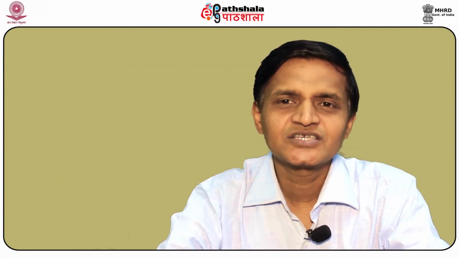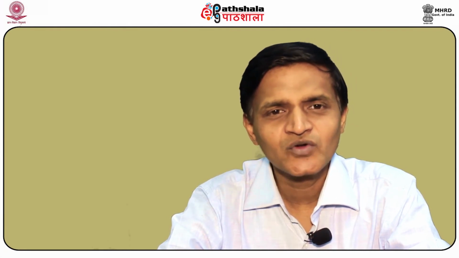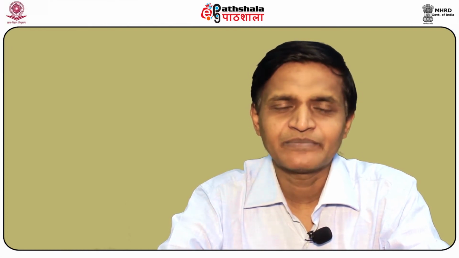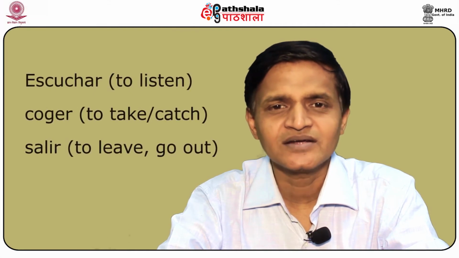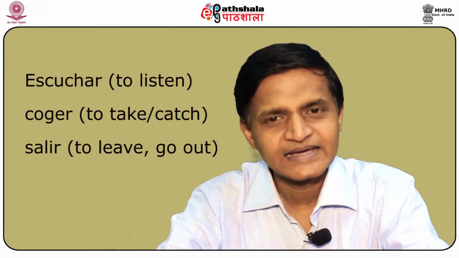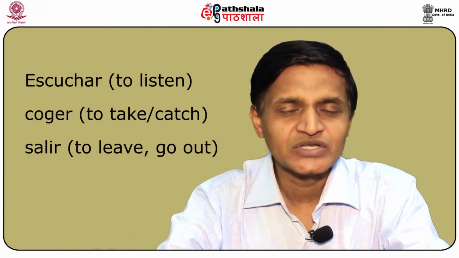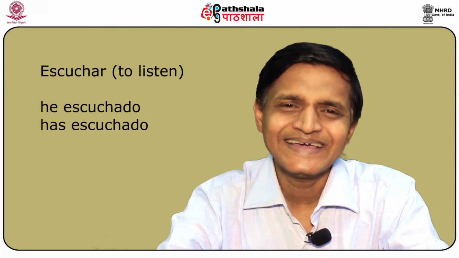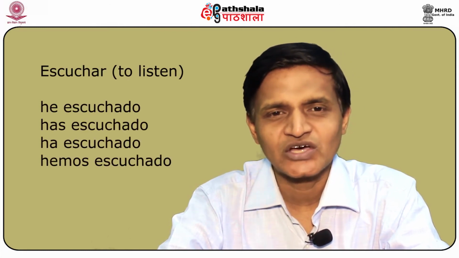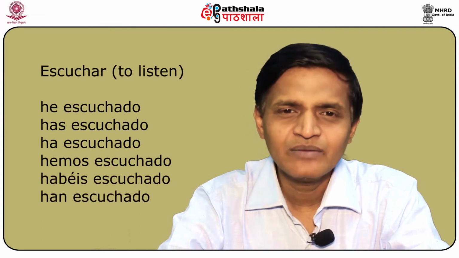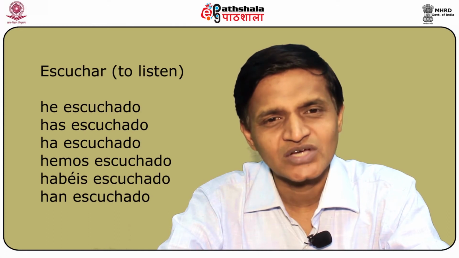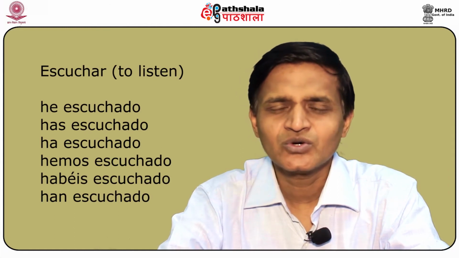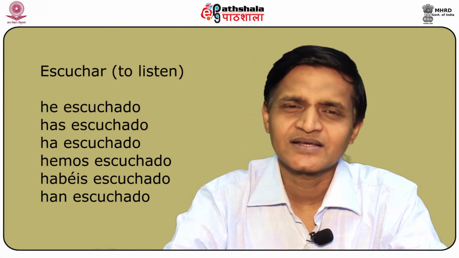The present perfect is formed with a present form of haber followed by the past participle of the verb which you wish to conjugate. For example, let us take the three verbs escuchar, to listen, coger, to take or catch, salir, to leave or to go out. So, the conjugation of escuchar would be he escuchado, has escuchado, ha escuchado, hemos escuchado, habéis escuchado, han escuchado. So, in this way, we can see how escuchar is being done.